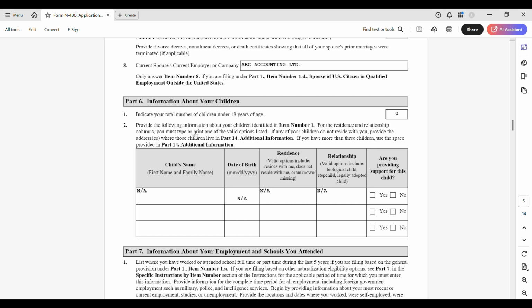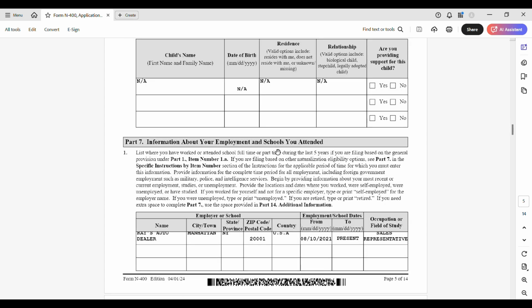Let's read this information just for thoroughness. For the residence and relationship columns, you must type or print one of the valid options listed. If any of your children do not reside with you, provide addresses where those children live in Part 14, additional information. If you have more than 3 children, use the space provided in Part 14, additional information.